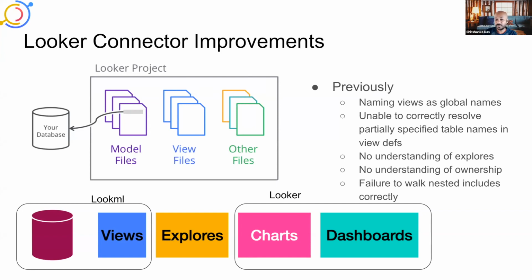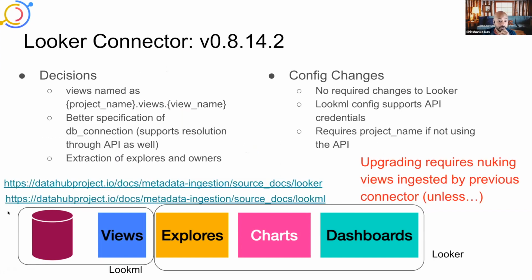It was also not pulling in ownership. So you'd have all these charts and dashboards in DataHub, but not really know who owns them, and that was kind of a missed opportunity. And finally, if you have really complicated LookML files with lots of nested includes and things like that, the parser would just not be able to get to all the views correctly. So these were the problems. And next slide, we've made improvements to them.